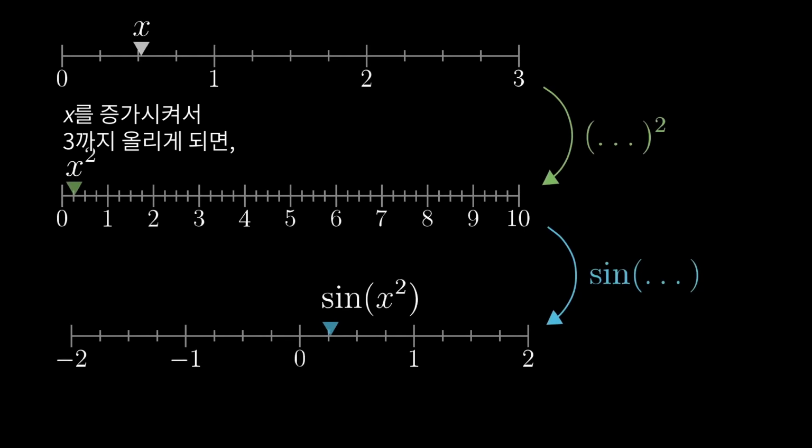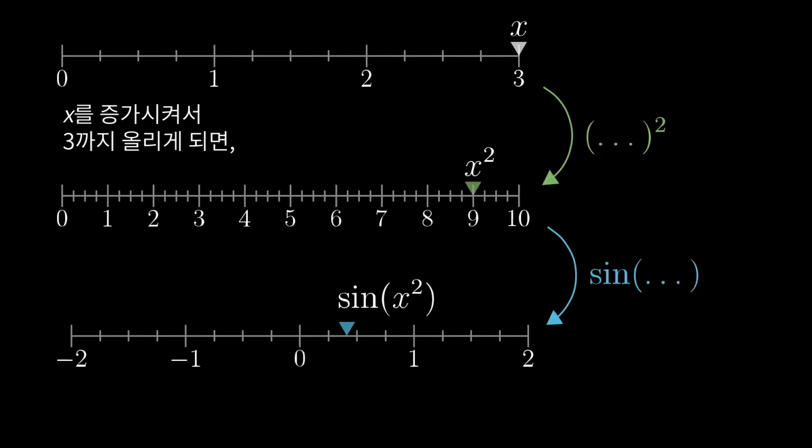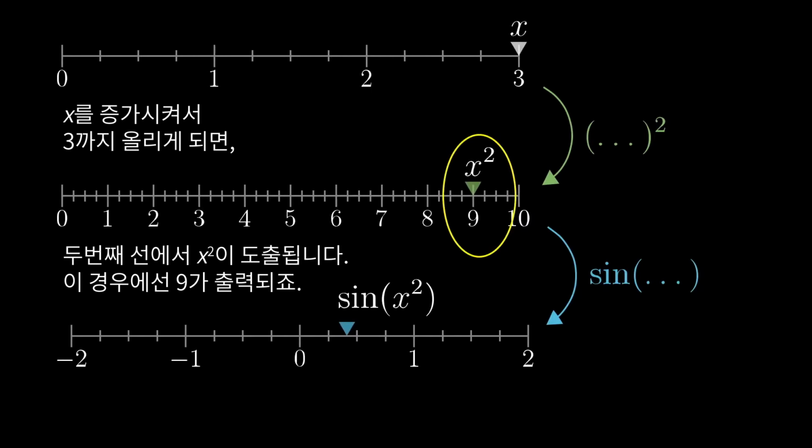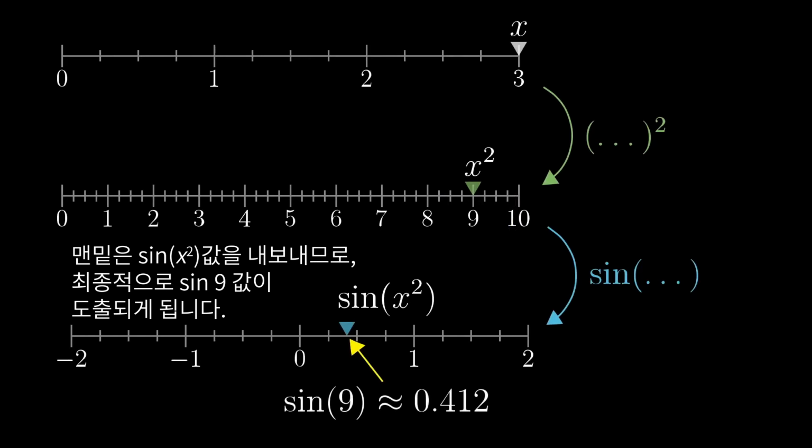As I shift around this value of x, maybe moving it up to the value 3, that second value stays pegged to whatever x squared is, in this case moving up to 9. And that bottom value, being sine of x squared, is going to go to whatever sine of 9 happens to be.